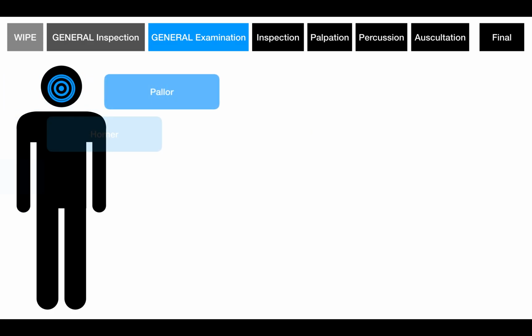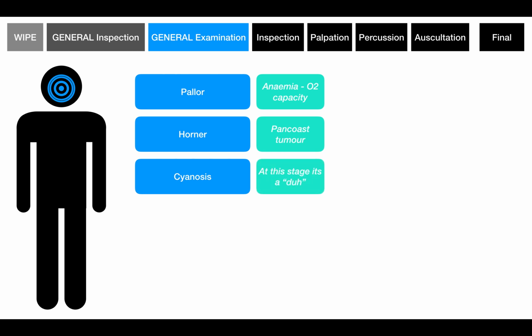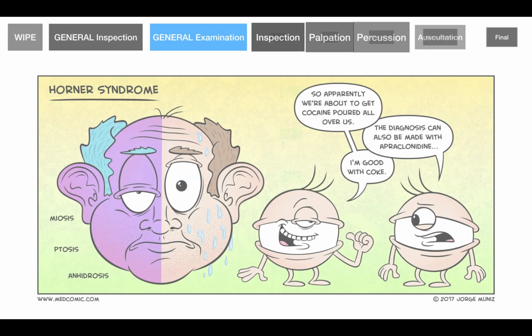So, we'll move to the face. So we're looking for pallor of the conjunctiva, indicative of anemia, so that's a poor oxygen carrying capacity. Horner's syndrome, so ptosis, anhidrosis, meiosis. This is indicative of Pancoast tumour. I've got a little cartoon coming up for that. And then cyanosis. So the blue in the face at this stage is quite dull. We've already done cyanosis. This is Horner's.